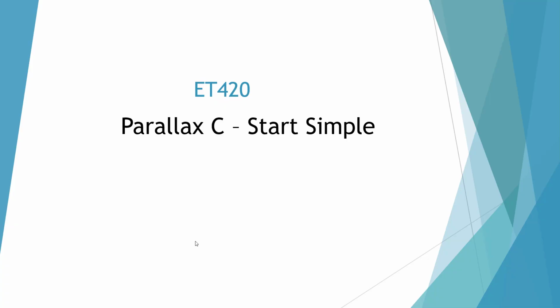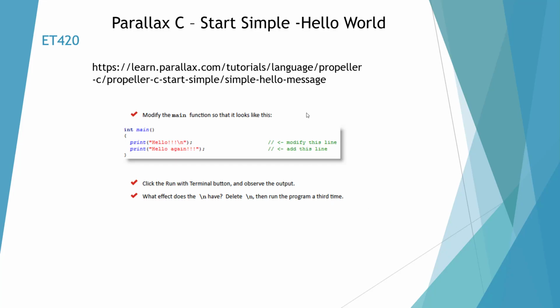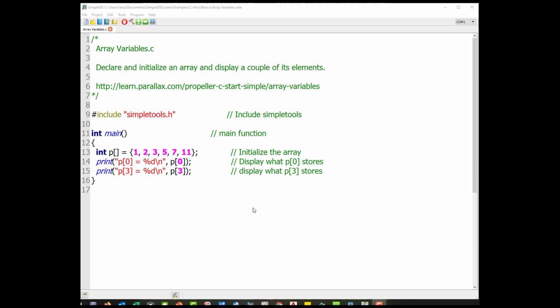Welcome to the how-to video for the Parallax C Start Simple. For our first assignment, go to this website here and run the program, and they want us to modify it, stating this. So we're going to modify it and add a line, and I'll show you how to.